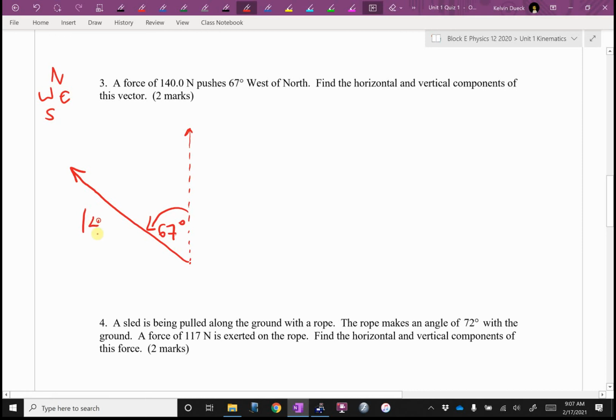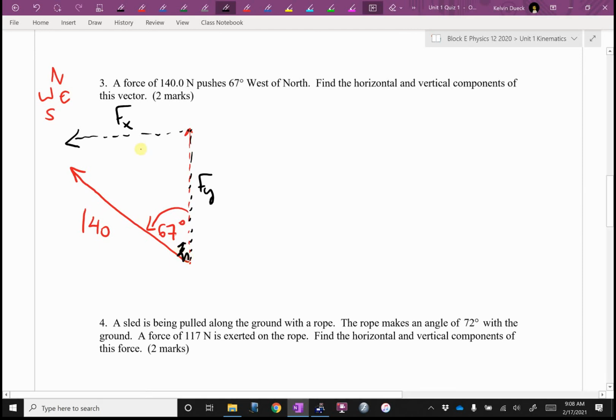And this is 140 newtons. So I guess the components, this is going to be the vertical. This is going to be the horizontal. So I'll call this Fx. I'll call this Fy. You could also call it F west and F north, whatever notation you want to use. Usually I use X and Y because graphing.